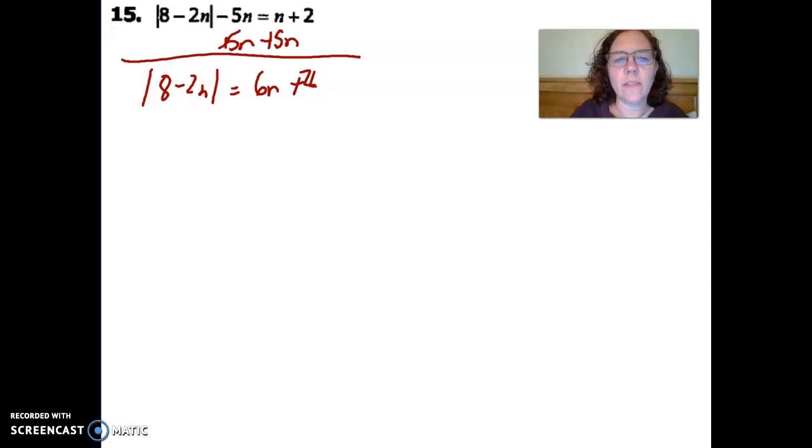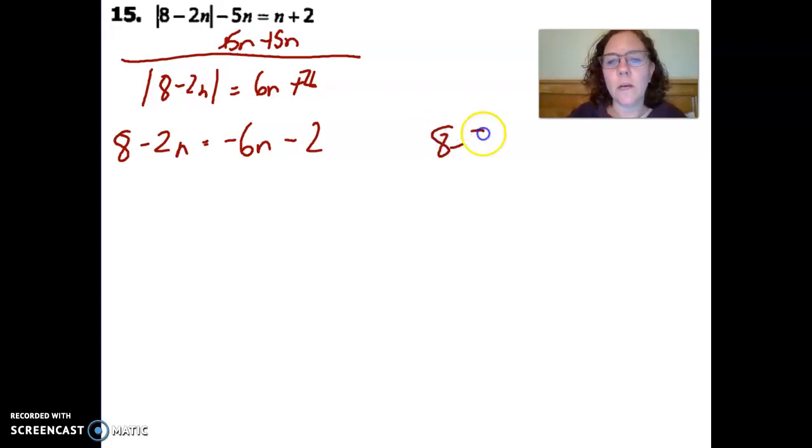All right, now let's do the left and the right. Let's do the negative and the positive, my two cases. So first, moving to the left, be careful to distribute that negative 1 to both the 6n and the 2. I have to do the negative of that whole side, so I have to remember to distribute. On this one, I'll do the positive one, so I'll just leave it alone.